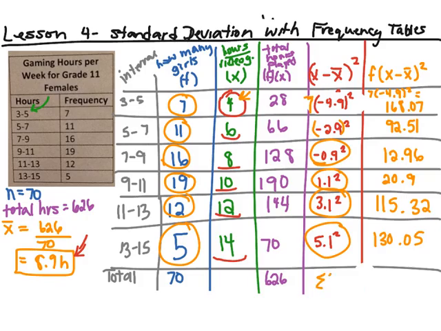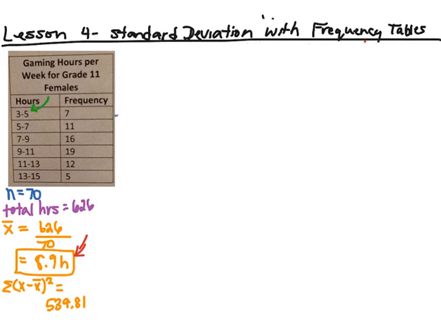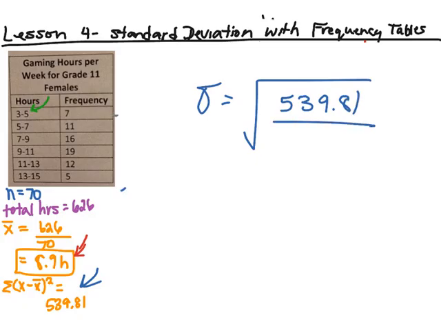We want to total it all up so that we can find the sum of x minus x bar squared. Add them all together, and you should get 539.81. So the sum of x minus x bar squared is equal to 539.81. Now we're going to calculate the deviation. It's this divided by our number of terms, which is 70, and take the square root of it, and you should get 2.78 hours.